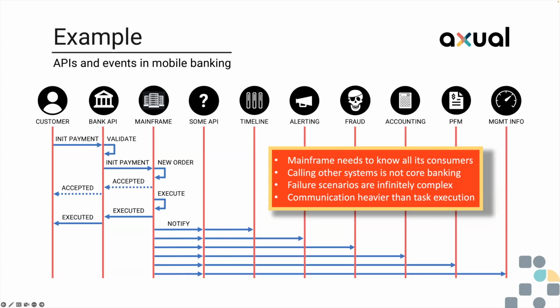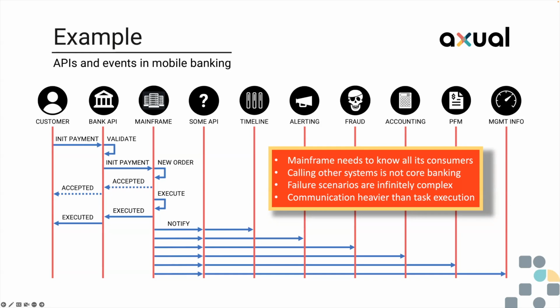Calling other systems is not core banking. Failure scenarios are infinitely complex. If consumer 3 here were to not be available, and consumer 6 has some downtime, that would lead to retry scenarios, and well, that can get very, very complex soon.